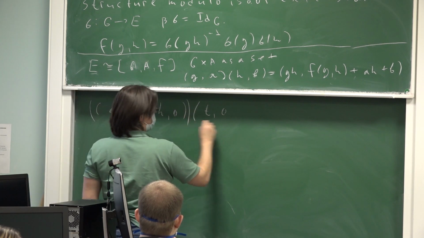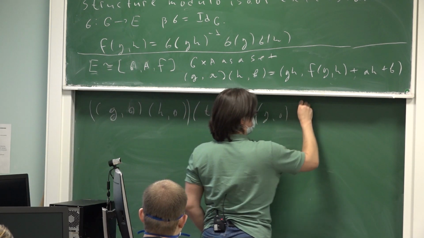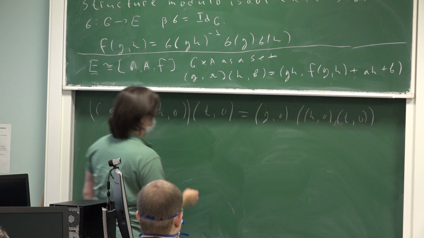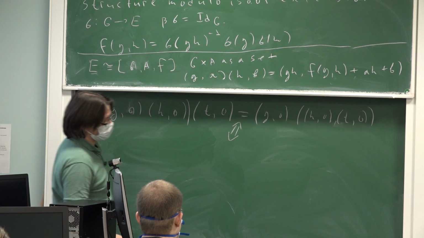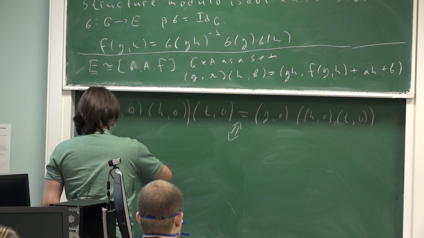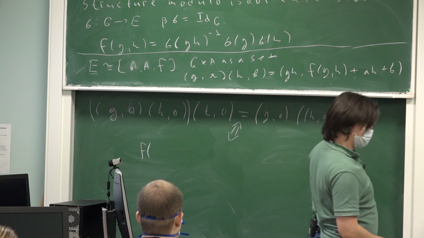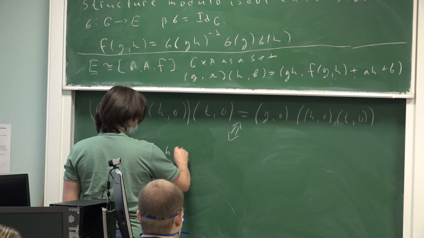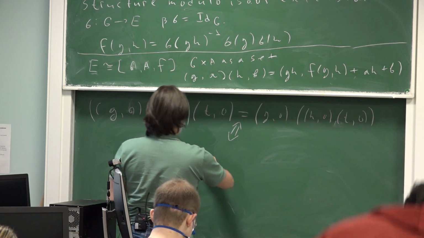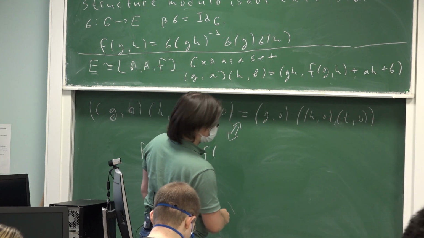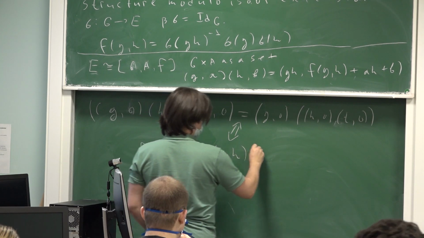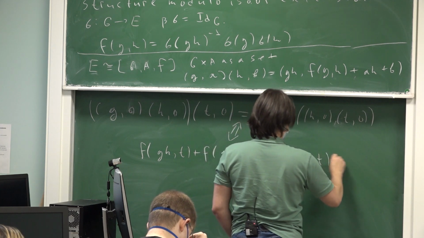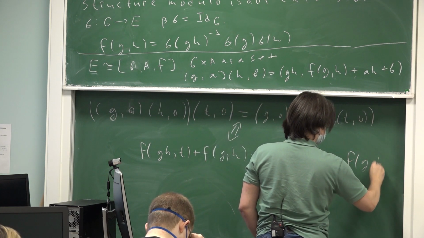T0 has to be equal to G0, H0, T0, and this equality is equivalent to the fact that f of g h t plus f of g h times t is equal to f of h t plus f of g h t.